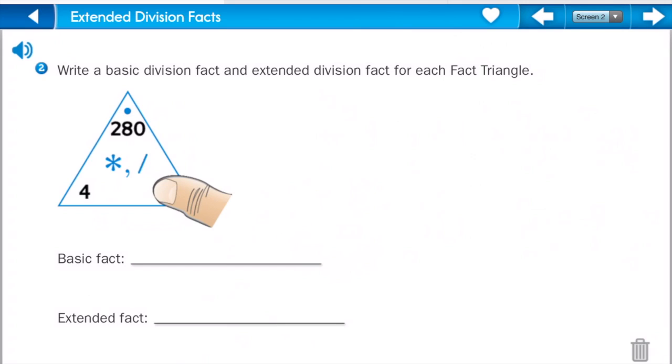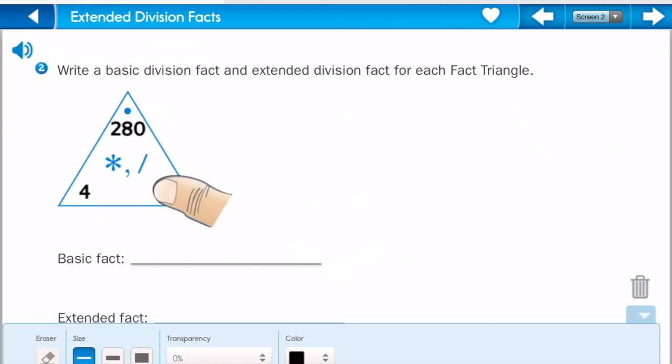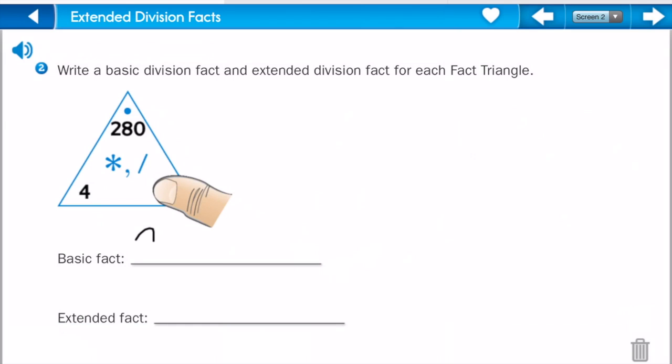Now, let's try to think here. So we are going to Extended division facts. 2. Write a basic division fact and extended division fact for each fact triangle. Basic fact. Extended fact. Okay, so what we're going to do is, for our basic fact, we're going to come up here, and we are going to take away the 0. So we're going to have 28, and then we're going to divide it by 4.